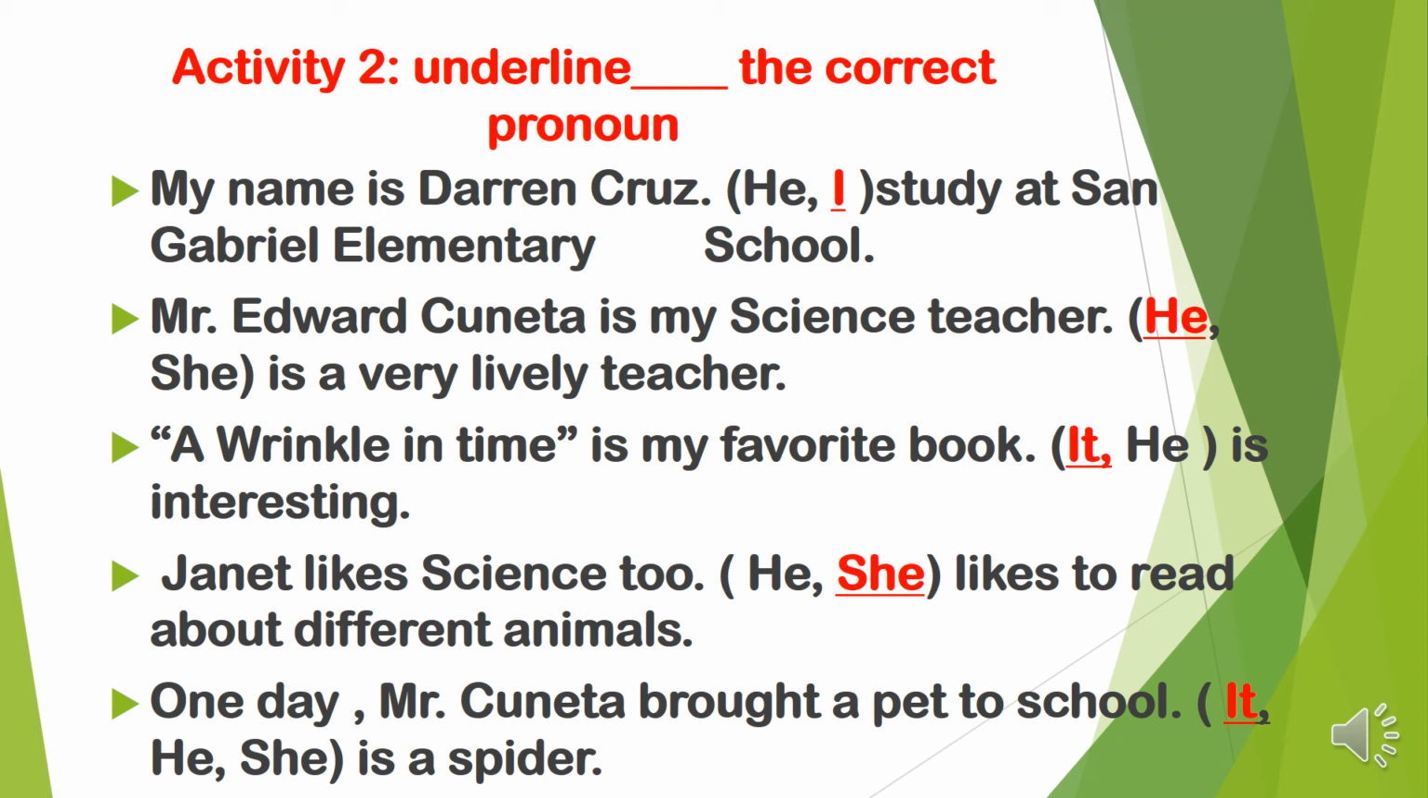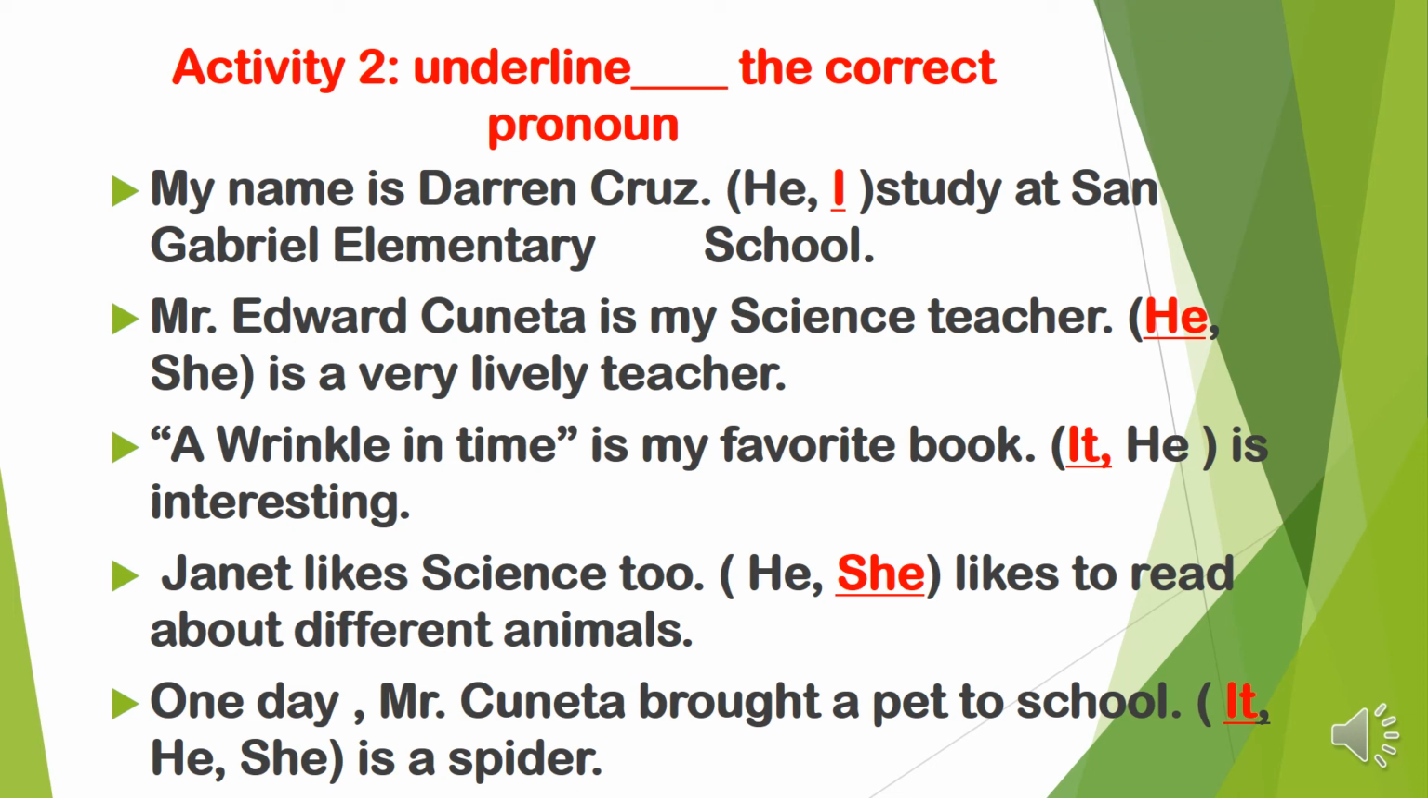Next, A Wrinkle in Time is my favorite book. I put quotation marks on A Wrinkle in Time. This is the title of a book, the favorite book. So we choose it and we underline it in red color and emphasize it, class, because a book refers to a thing. So we choose it: it is interesting. Isn't that right, my dear viewers? Hope you understand.